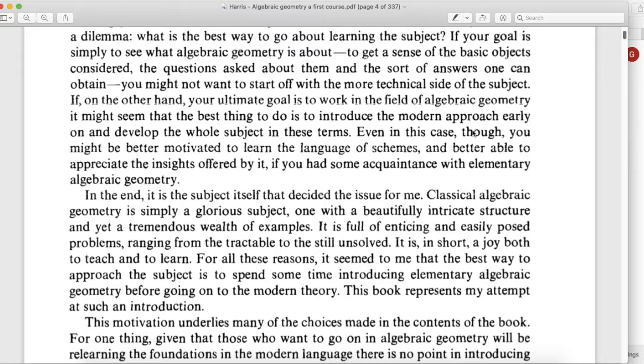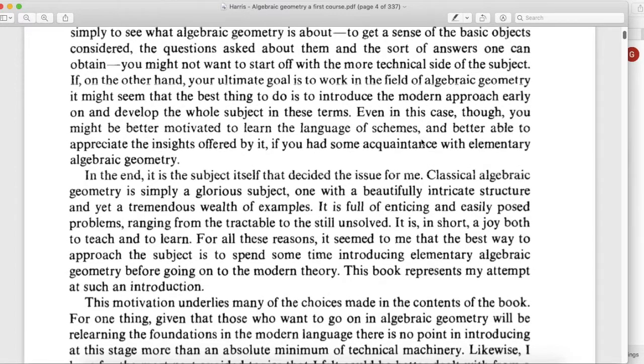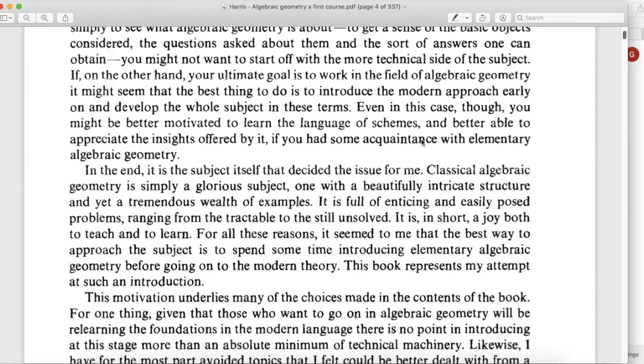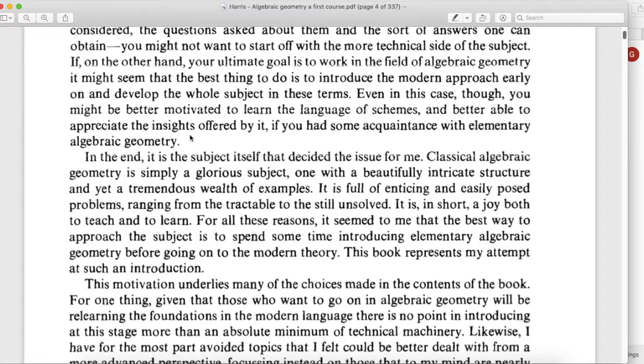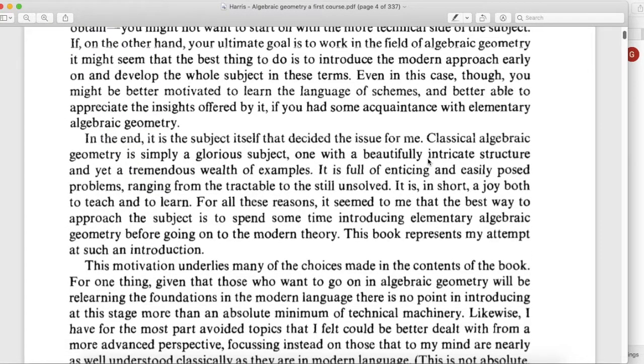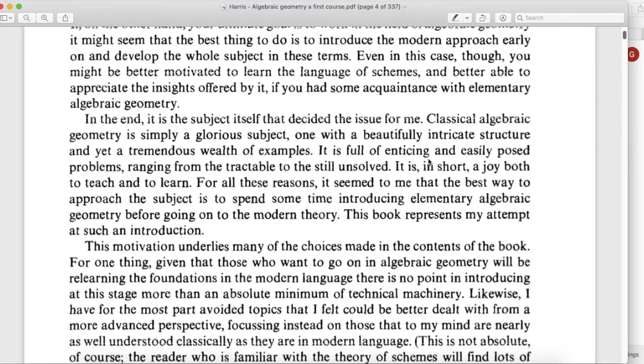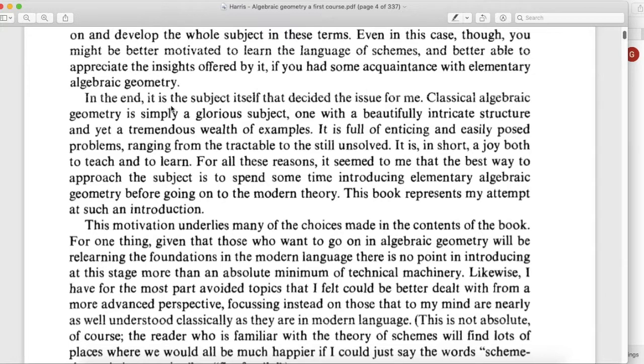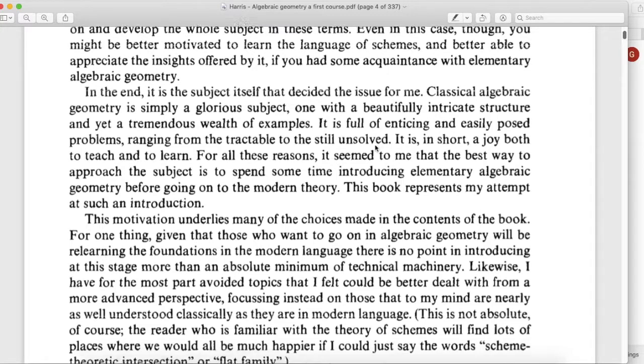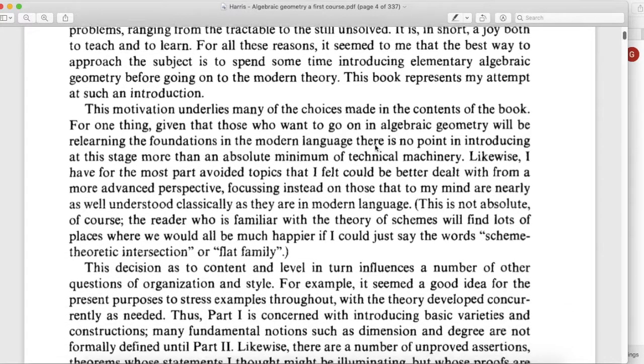I kind of think it would be good to at least get a little bit of an introduction to it. Even in this case, though, you might be better motivated to learn the language of schemes and better able to approach the insights offered by it if you had some acquaintance with elementary algebraic geometry. That's what I think. So classical algebraic geometry is a simply glorious subject, one which is beautifully intricate and has a tremendous wealth of examples. So this also sounds like a good book.